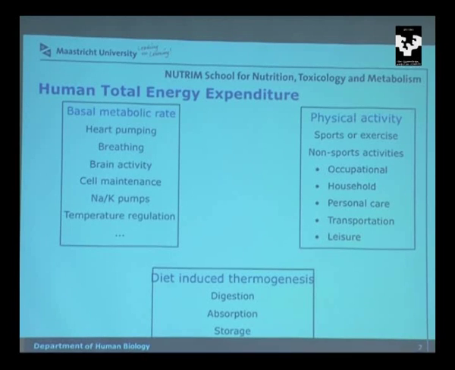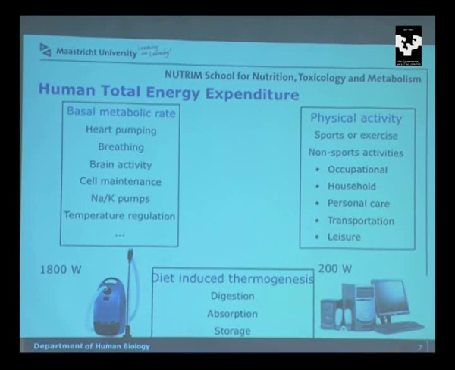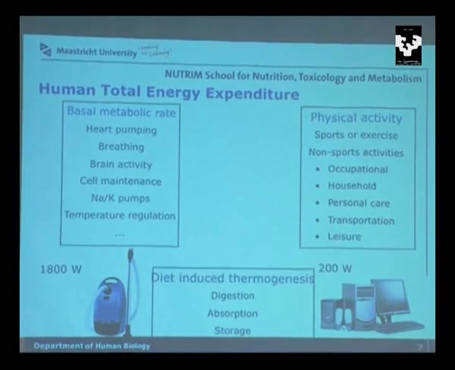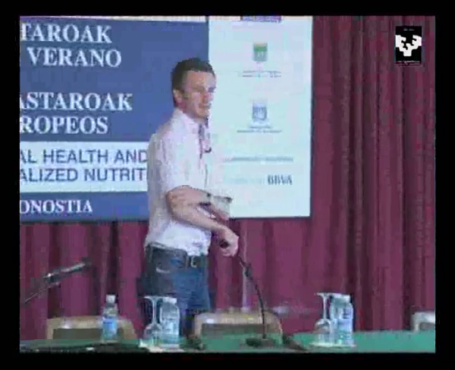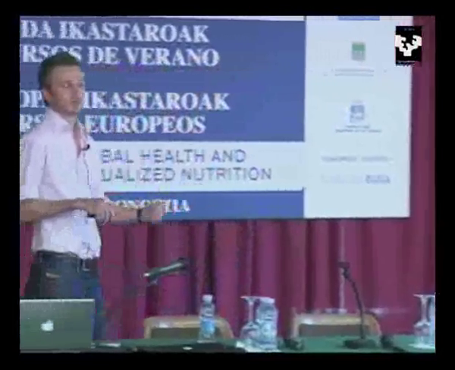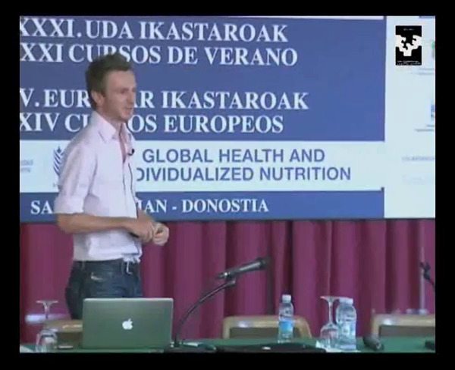Now, to put it in perspective, I think it always helps to compare human beings to, for example, a vacuum cleaner or a desktop computer. These devices need a certain amount of energy. A vacuum cleaner is 1800 watts, which is quite a lot because it can't do that much. It can just clean the floor. And a desktop computer needs 200 watts. So my question is, where do you think human beings are situated in energy expenditure if you compare it to these devices? How many watts do we need during a day? Does anybody know? Does anybody dare to take a guess?